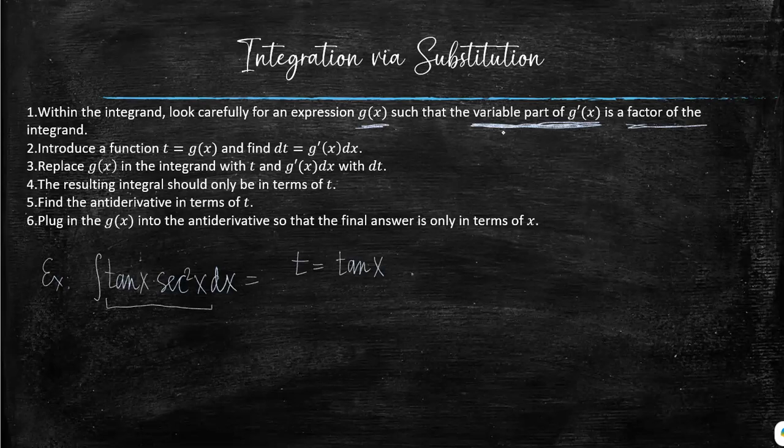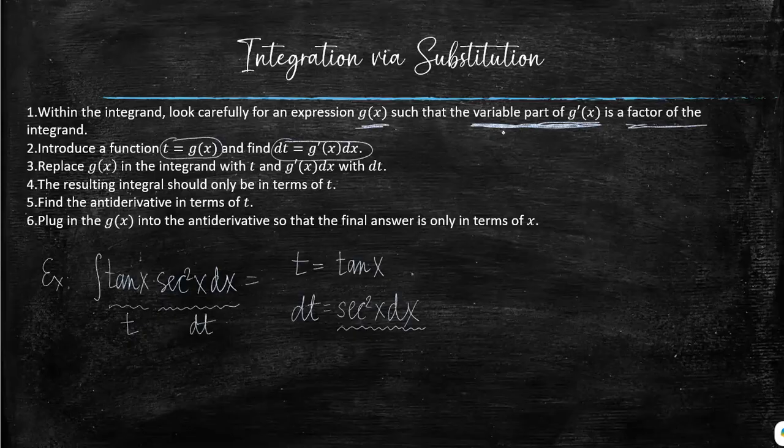So that immediately takes care of this part of the integrand. So this is t. Now, we're not done yet. Introduce a function and find dt. So dt is a differential. A differential is equal to the derivative times dx. So it's going to be the derivative of tangent, which is secant squared x dx. And now notice how this is what triggered the whole substitution, and this is dt.